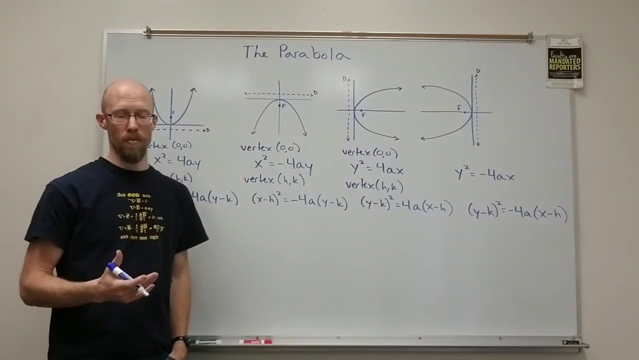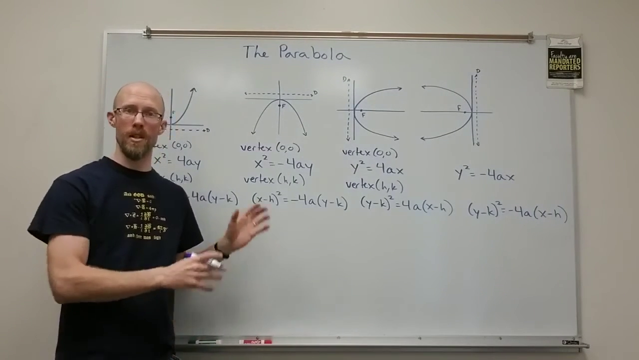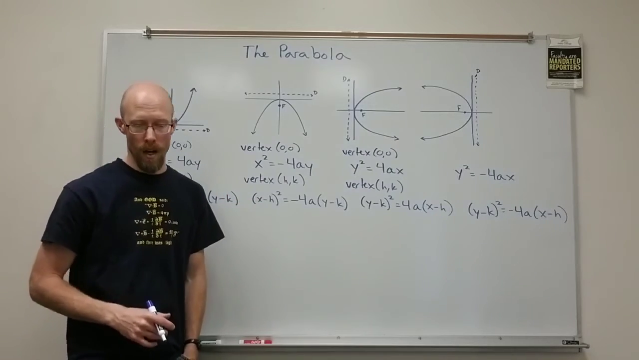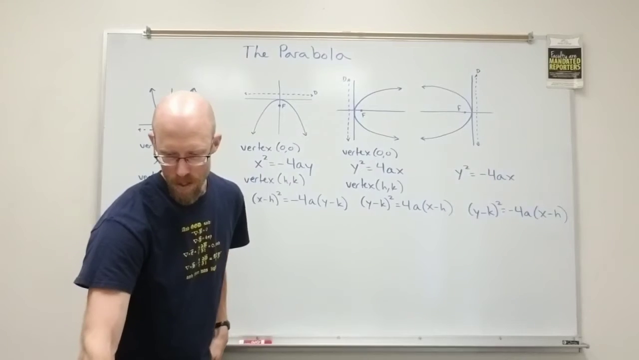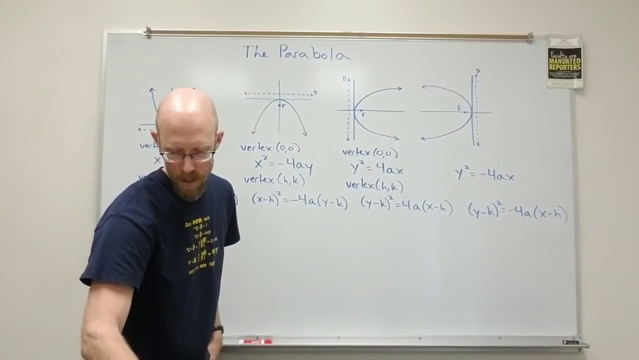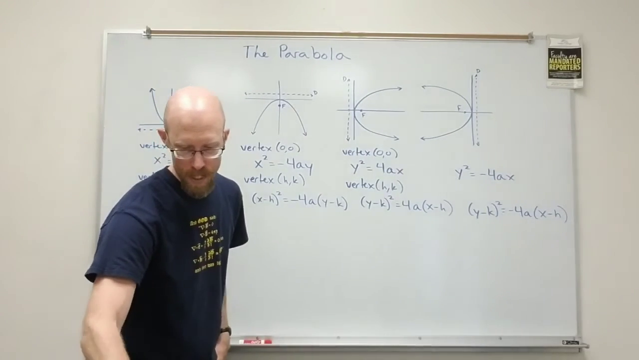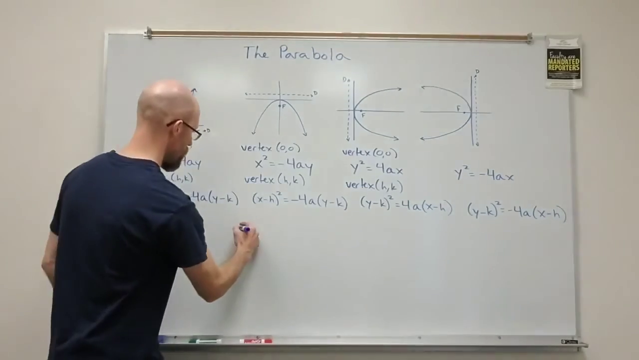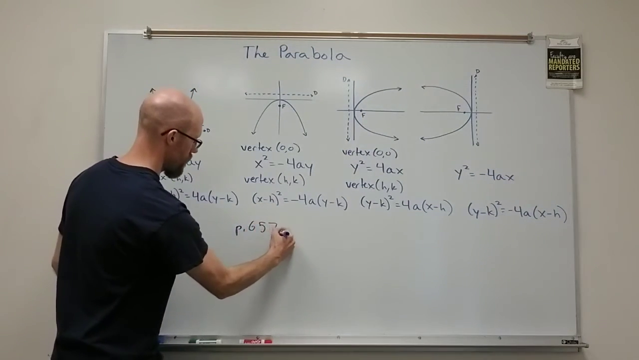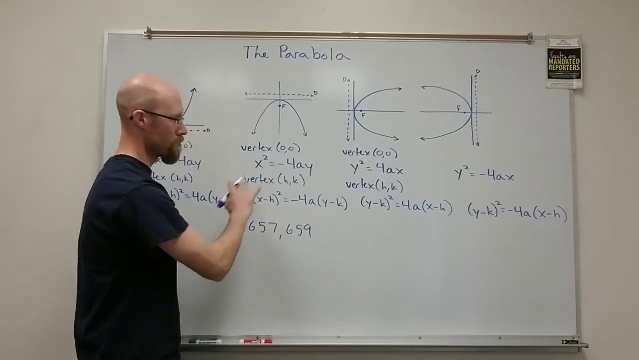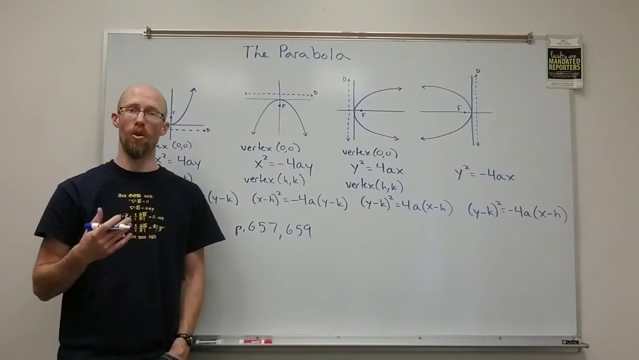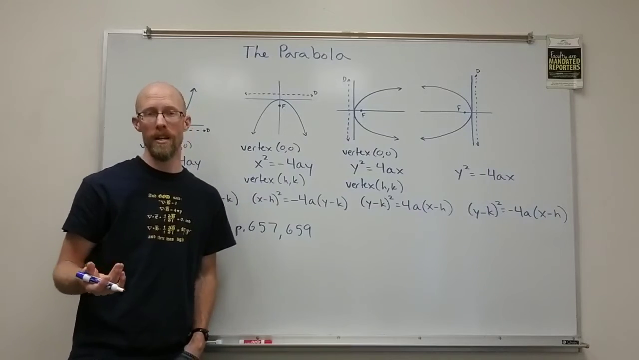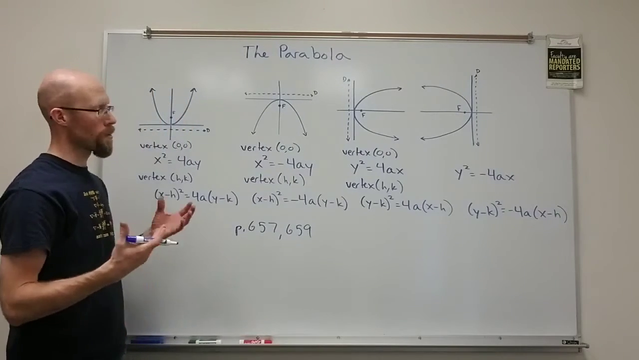Your textbook has a couple of tables that summarize this information. You can find them on pages 657 and 659. In addition to these equations, they also give you coordinates for some of the points, which are nice. I'll just describe a little bit of that.